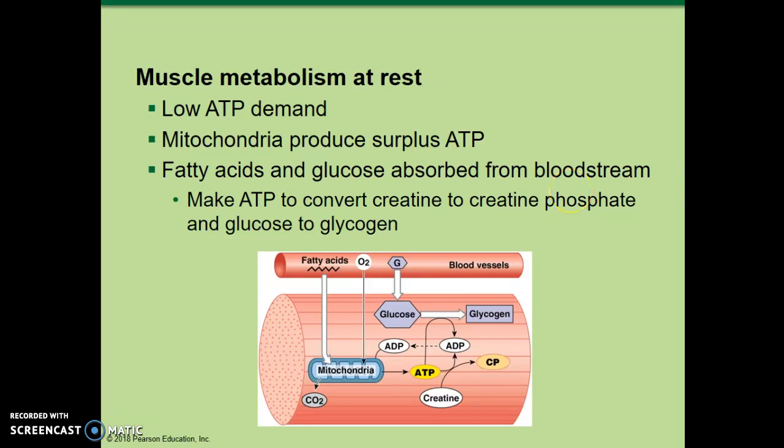At rest, the muscle needs very little ATP, so the mitochondria produce excess ATP. That ATP is used to convert creatine to creatine phosphate, which is eventually going to provide ATP when needed, and it's also going to convert glucose to glycogen for storage.